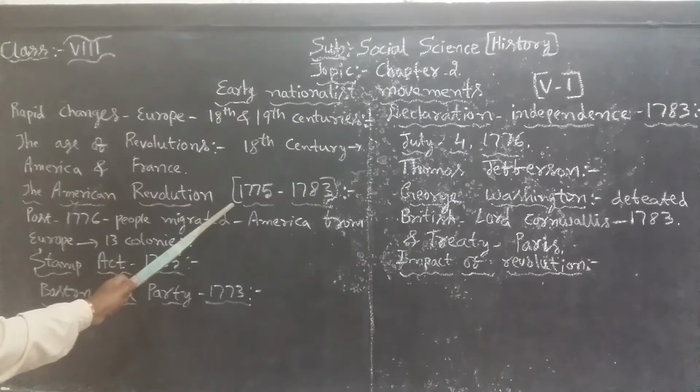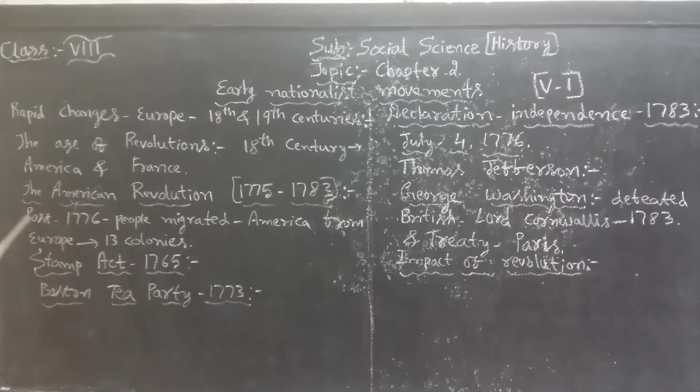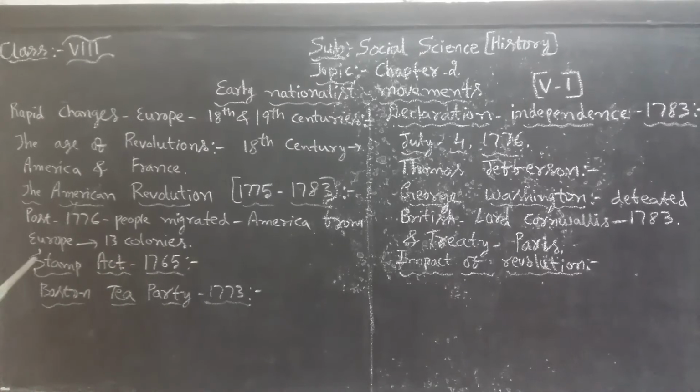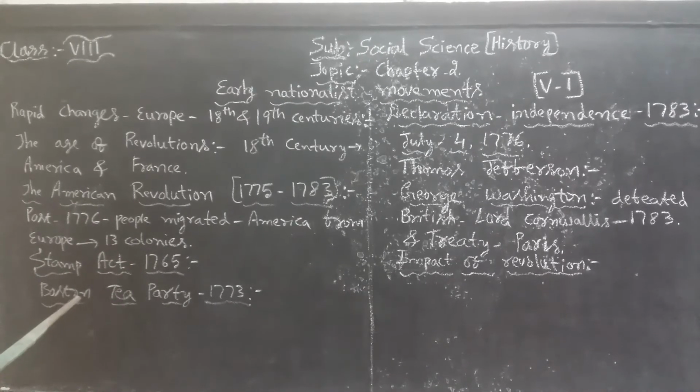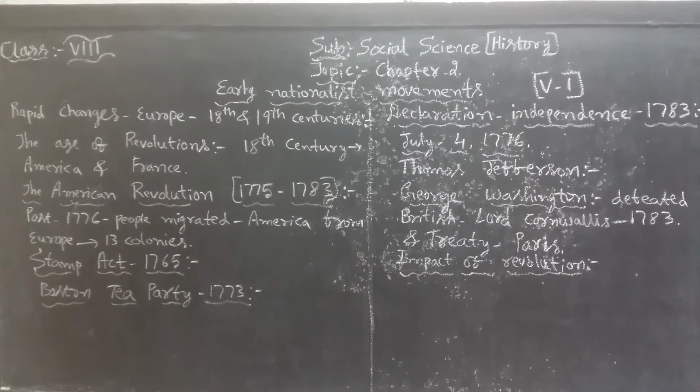The American Revolution, 1775 to 1783. Let us know something about this topic. Post 1776, people migrated to America from the European continent due to many reasons. What were the reasons? Number one, exploration of new lands, religious persecution in Europe, and the hope for a better lifestyle. They settled and formed 13 colonies.